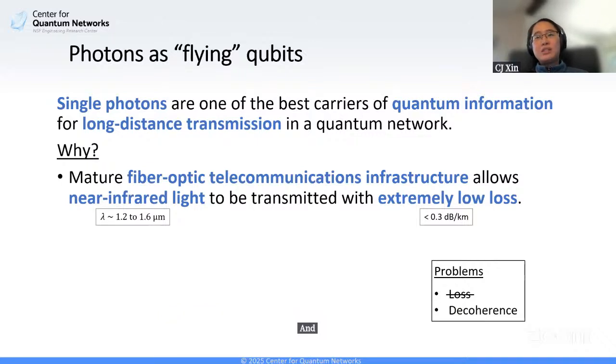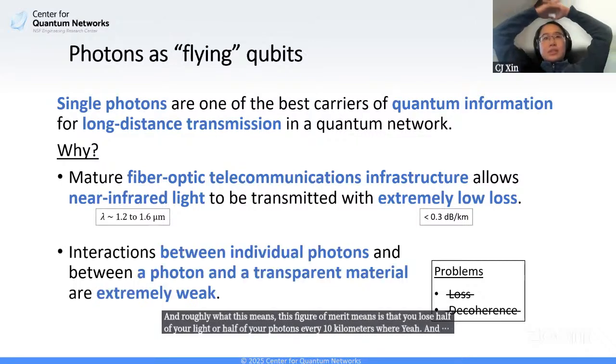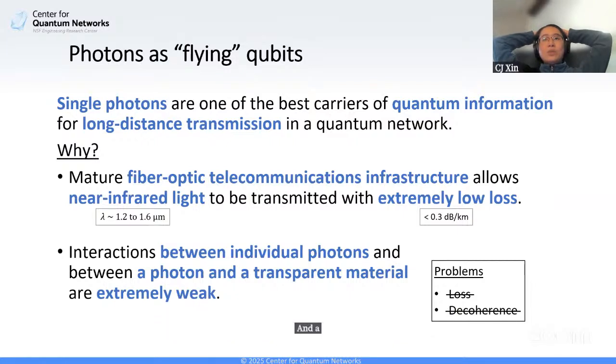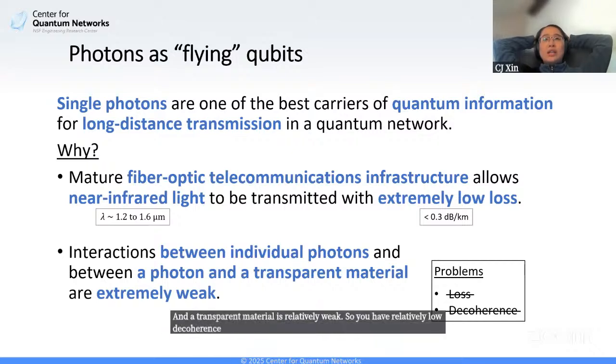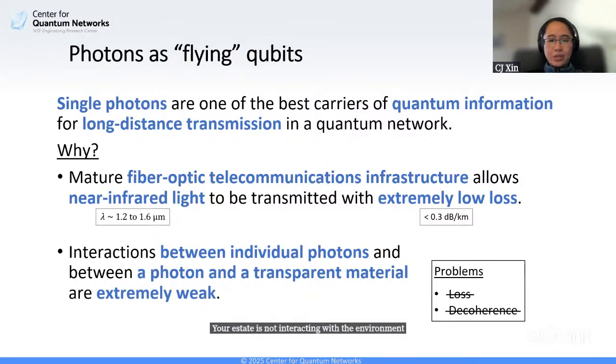Roughly what this figure of merit means is that you lose half of your light, or half of your photons, every 10 kilometers. And then the additional thing that makes photons really good is that the interaction between a single photon and a transparent material is relatively weak. So you have relatively low decoherence when you send photons over a link like an optical fiber, which means your state is not interacting with the environment as much and decohering.